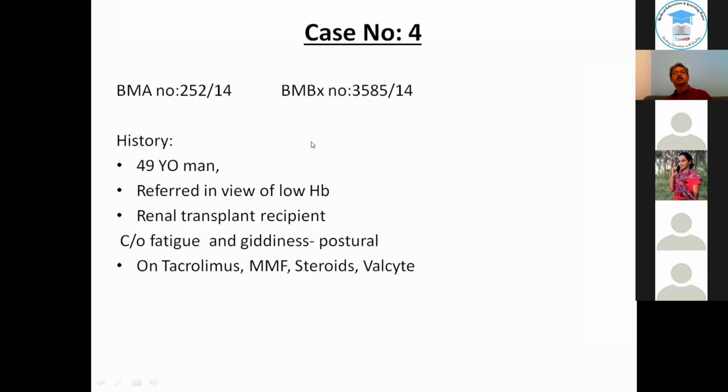Okay, this is an interesting case. A 49-year-old man referred in view of low hemoglobin, was a renal transplant patient on therapy. And really, this history alone should give you a clue or should suggest to you that you should be looking for a particular thing. This is what Dr. Jain and Jayashree referred to when they said that clinical history is very important. You must keep this in mind, as I'm assuming you have done for the previous cases too.